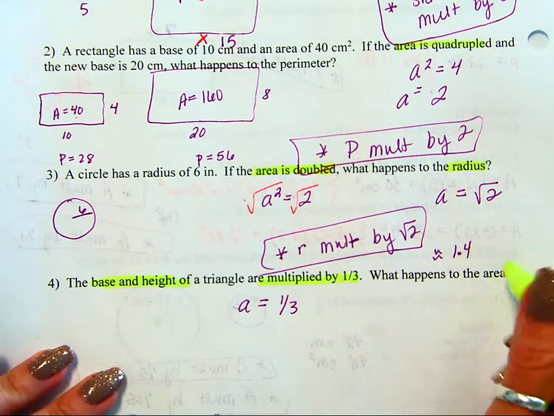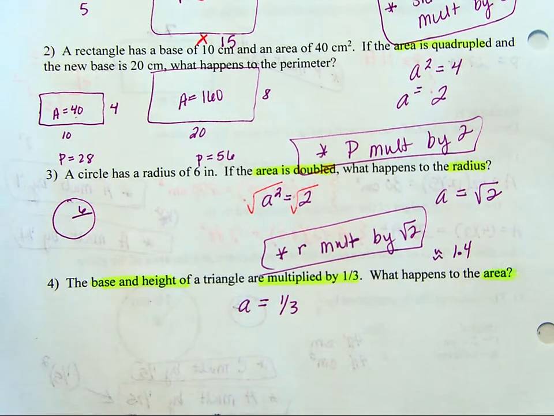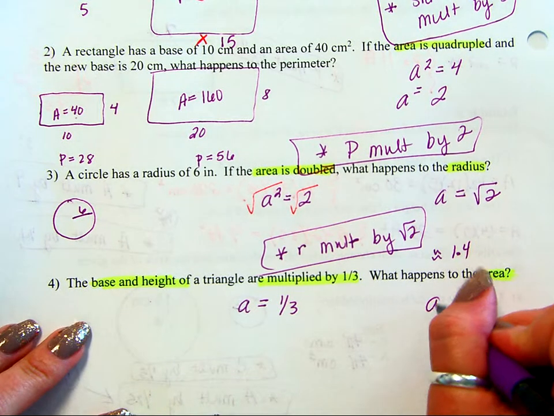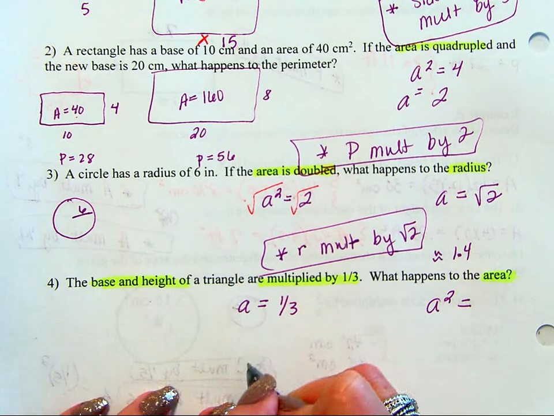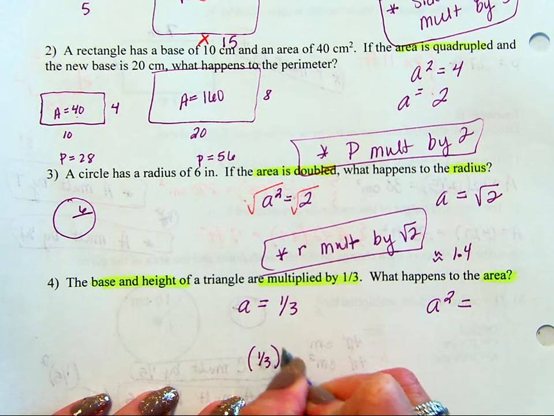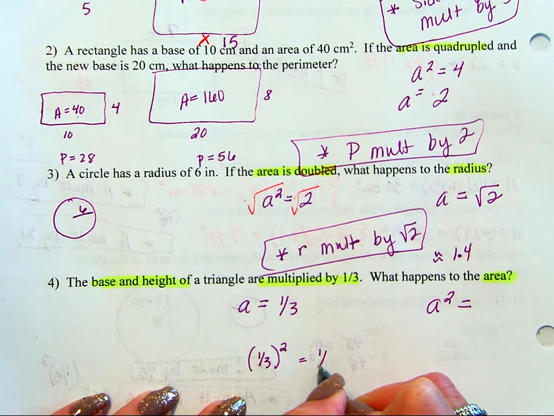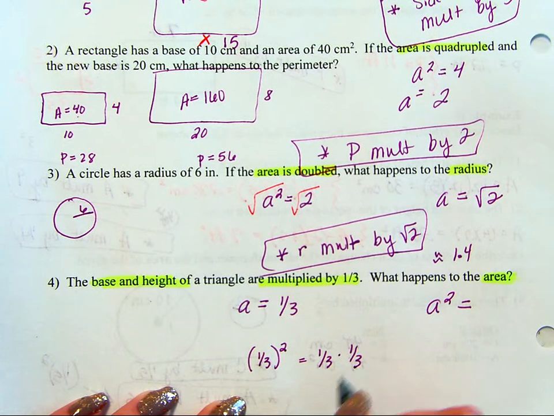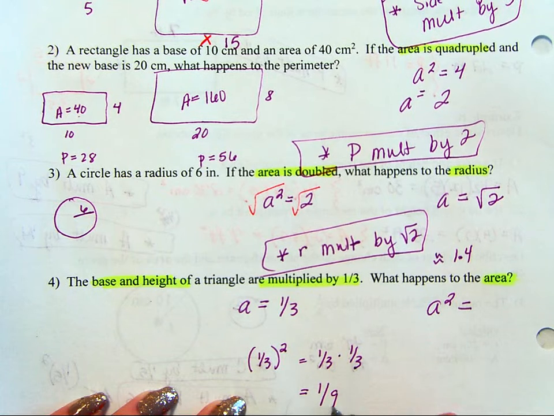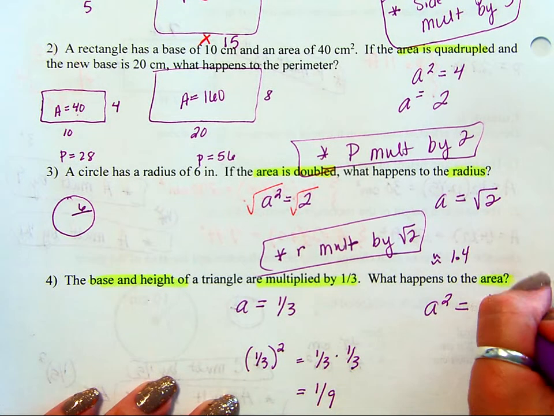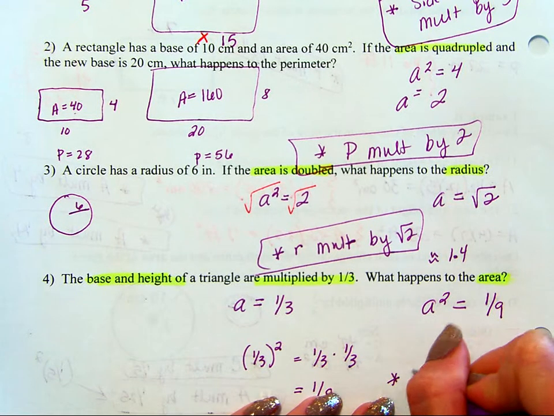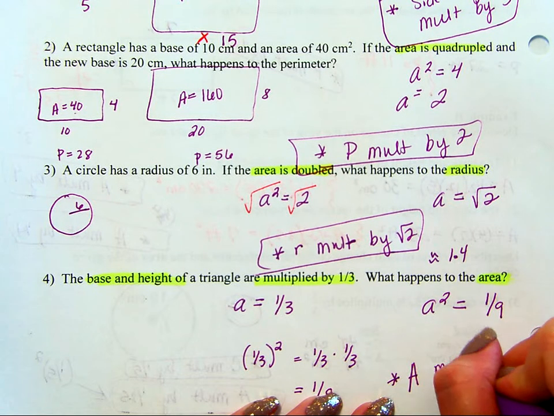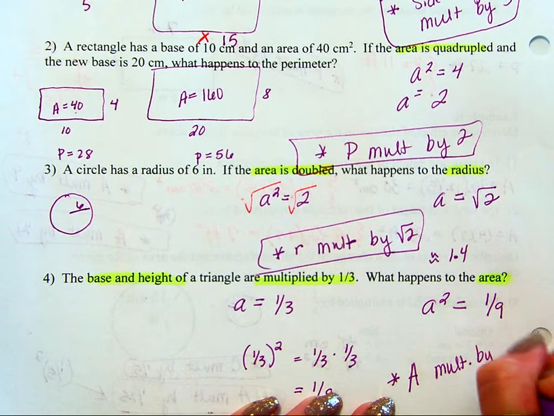I want to know what happens to the area. Is the area going to multiply by 1/3? No, we know the area multiplies by a squared. What would a squared have to be? Well, if we take 1/3 and we square it, we get 1/3 times 1/3, which is 1/9. So here, my a squared factor is 1/9. And I would say, capital A, my area is going to multiply by 1/9.